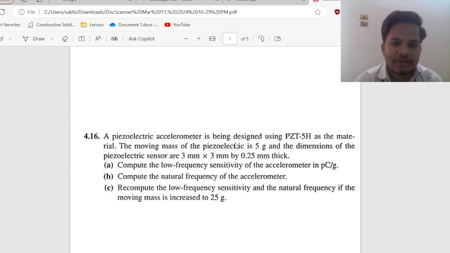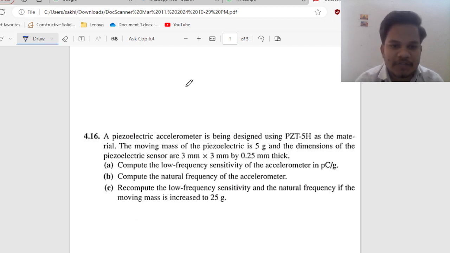A piezoelectric accelerometer is being designed using PZT-5H as the material. The moving mass of the piezoelectric material is 5 gram, and the dimensions of the piezoelectric sensor are 3 mm by 3 mm, the length and width, and 0.25 mm thickness.